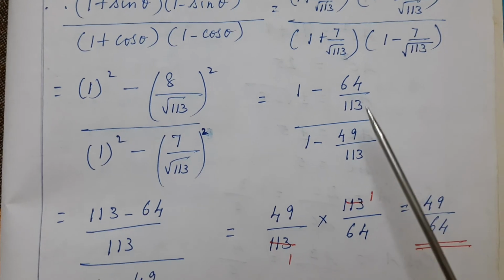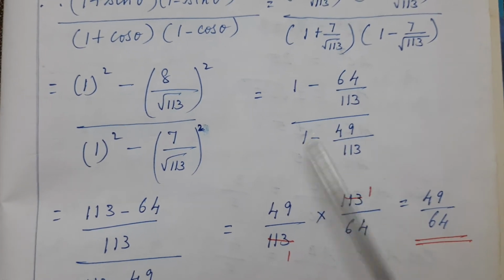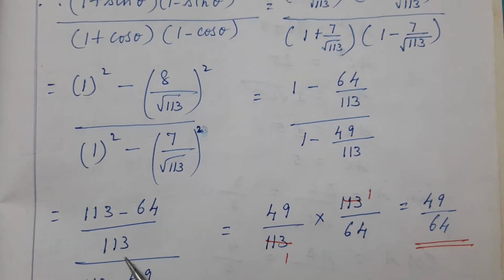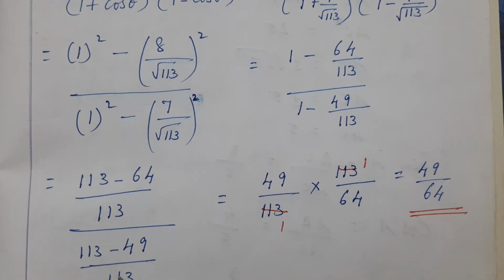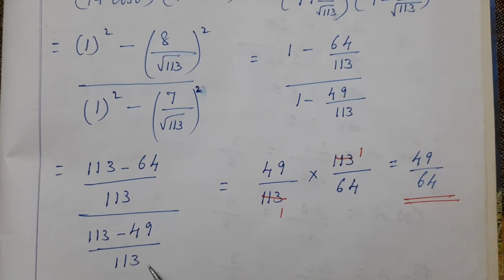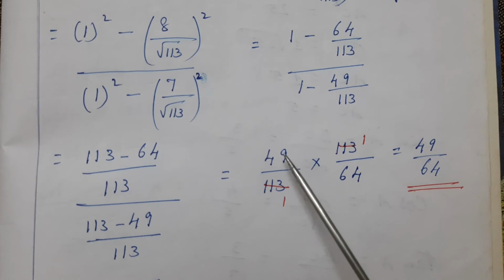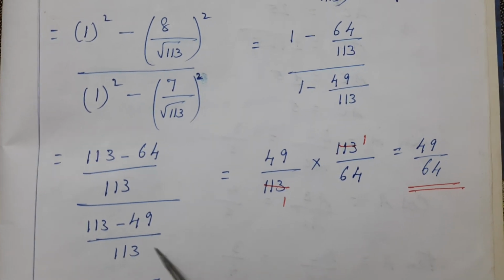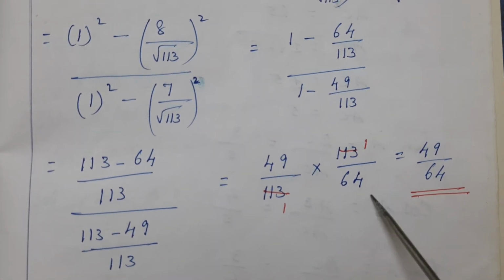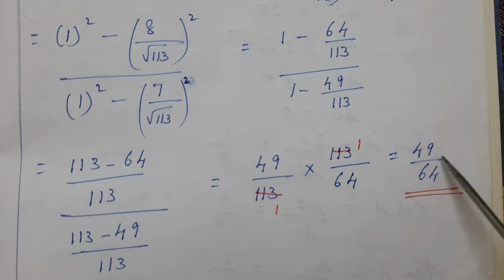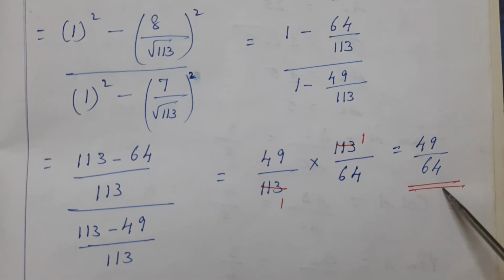Now you are going to take the LCM. When I take LCM, I get (113 minus 64) by 113, by (113 minus 49) by 113. Now the 113s cancel, and this becomes a reciprocal. So I have written 49 by 64. That is the answer for the first one.